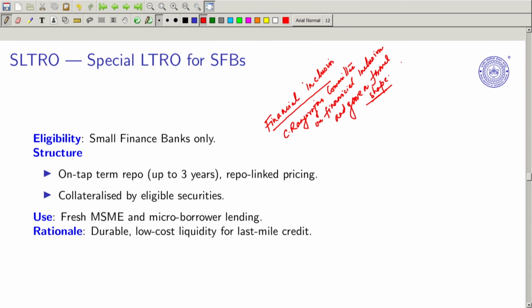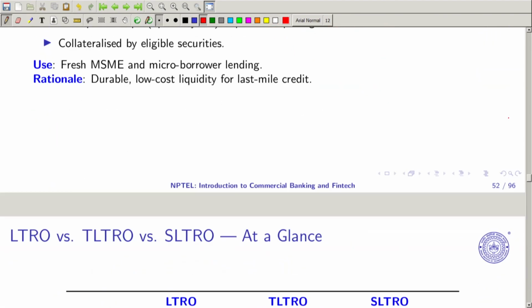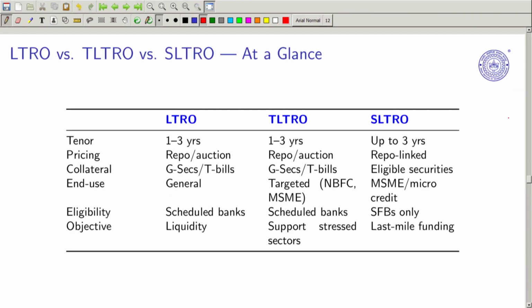So sometimes the small finance banks, which are meant for financial inclusion, use this money for micro borrower lending and also for MSMEs, micro small medium enterprises. It is also one of the important objectives for social welfare and, you can say, economic inclusion. So this also helps in understanding it.